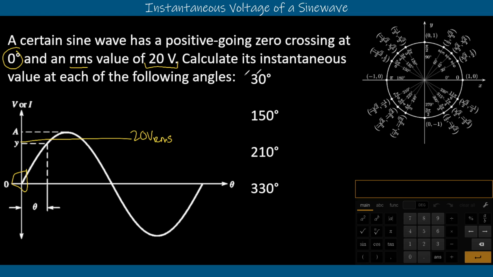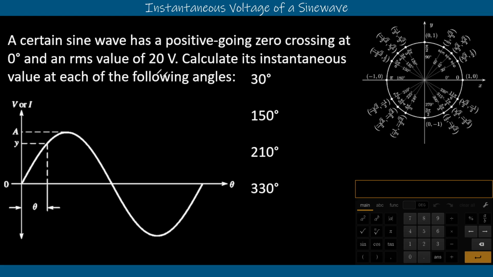Right? It says calculate the instantaneous value at each of the following angles. Sounds pretty intimidating, but what they're actually asking for is this second number over here, right? That's going to be our rectangular form digit that we can pull out of that. So that's what we're going to get.